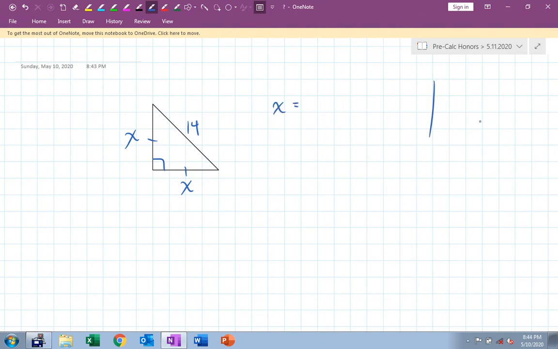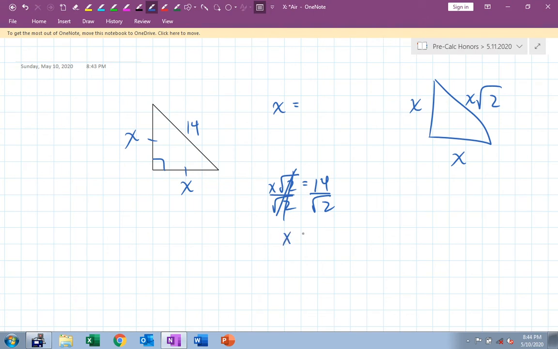Well, in 45, 45, 90, I said 1, 1, root 2. But remember, that's the same thing as saying x. Let's make that an actual x. X, x, x root 2. So that means x root 2 is equal to 14. Divide both sides by root 2. And x equals 14 over root 2. Could you simplify that if you really wanted to? Sure. You could rationalize the denominator. Are you going to have to? If you want to, that's great. You'll get 7 root 2. Either answer is totally okay.